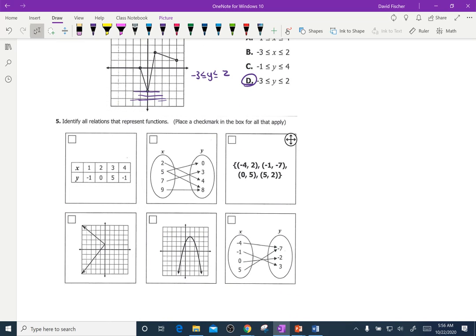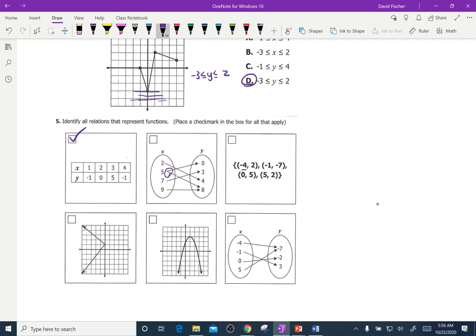Looking for all the different ways we can show graphs: T-table, mapping, graphing. What we're looking for is all things that are functions. All I'm doing is looking at my x's. I don't care about my y's. If all my x's are different, then that's a function. When I'm looking at mapping, if I ever have two lines coming off an x, that is not a function.